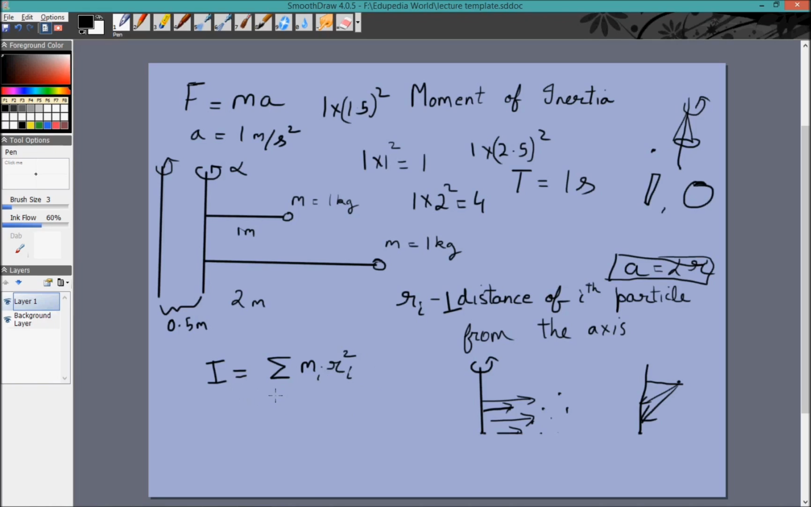And the generalization to continuous systems is easy enough. It is simply the integral of dm times r squared. So instead of a discrete system, if we had a continuous body, we'll take small elements, and for each element we'll take the perpendicular distance, and we'll take the small mass dm which the element has, multiplied by r squared, and integrate in such a way that dm goes through the complete body. So we take every element into account, right?